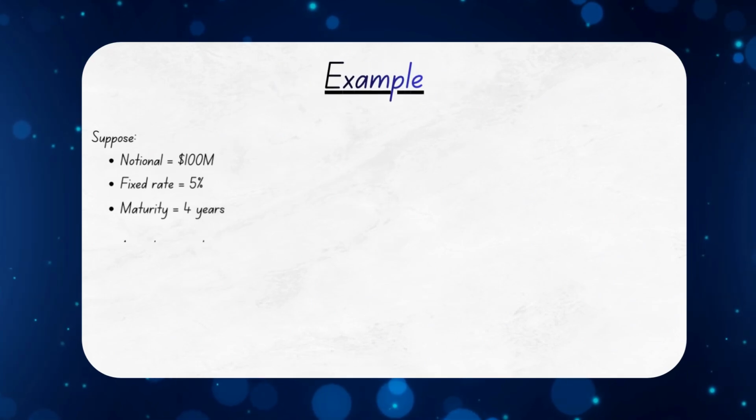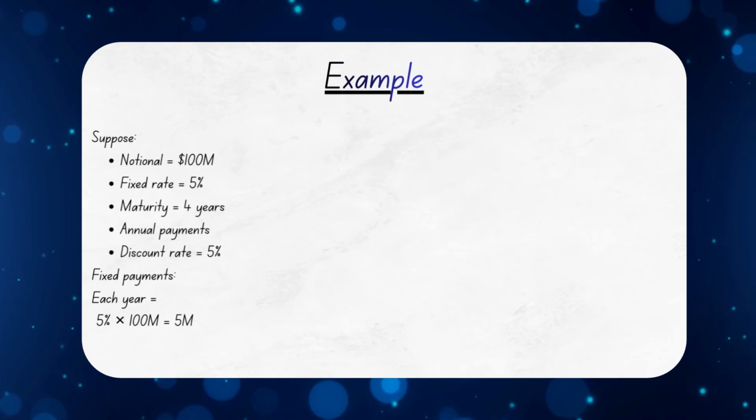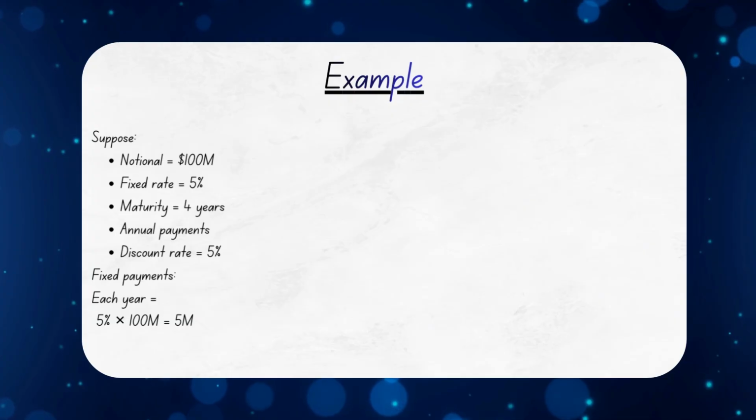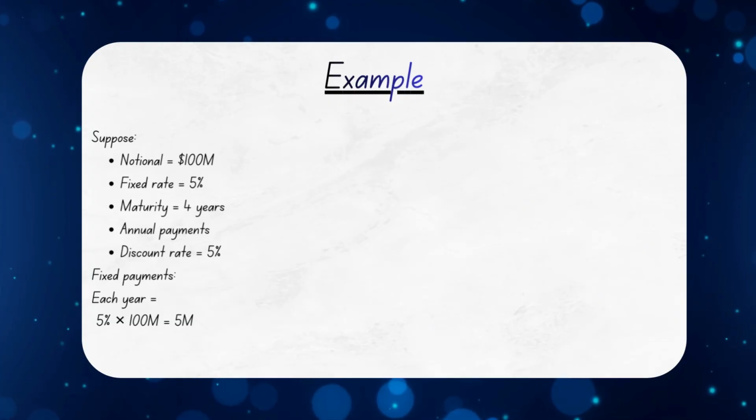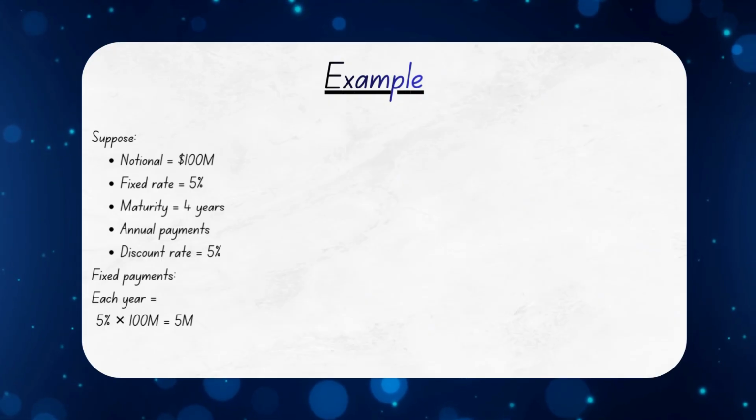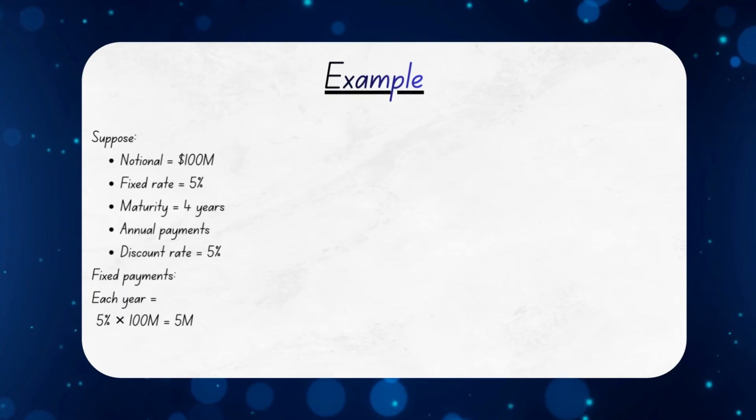Let's plug in some numbers. Notional is $100 million. Fixed rate is 5%. Maturity is 4 years, and payments are annual. Discount rate is also 5%. So each year, fixed payment equals 5% of 100 million. That's 5 million per year.